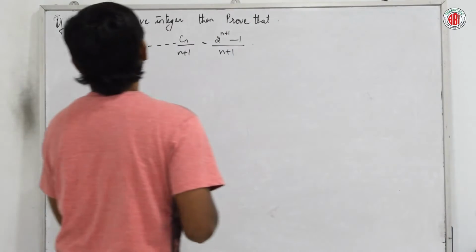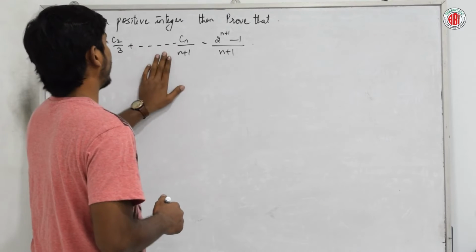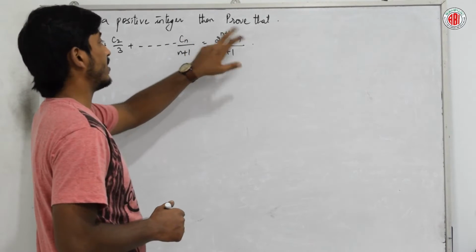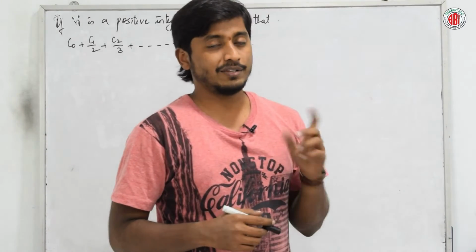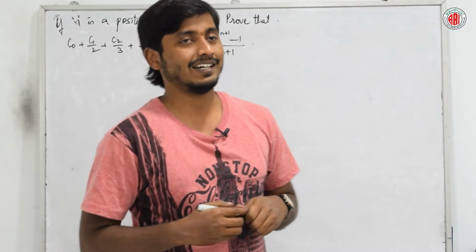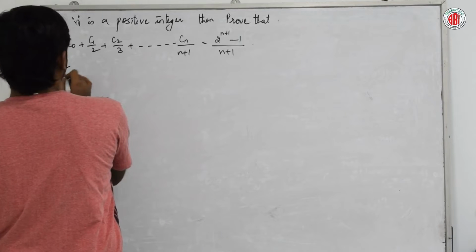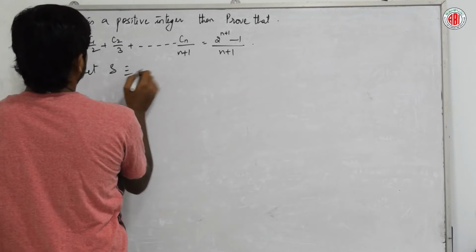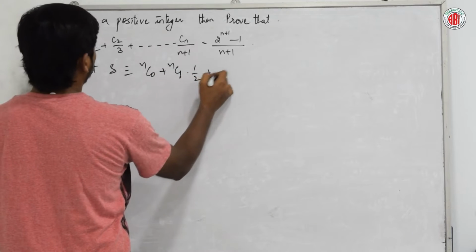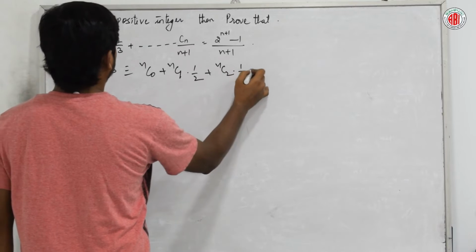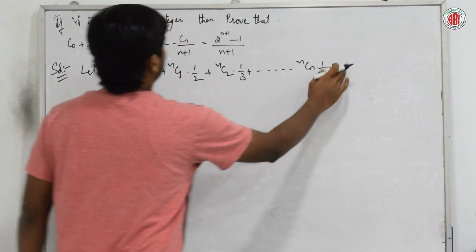He gave, if n is a positive integer, then prove that C0 plus C1 by 2 plus C2 by 3 and so on up to Cn by n plus 1 is equal to (2 power n plus 1 minus 1) by n plus 1. So how do we do that? It is almost similar to the previous problem, isn't it? So let us take the same story. Let s is equal to nC0 plus nC1 into 1 by 2 plus nC2 into 1 by 3 and so on up to nCn into 1 by n plus 1.